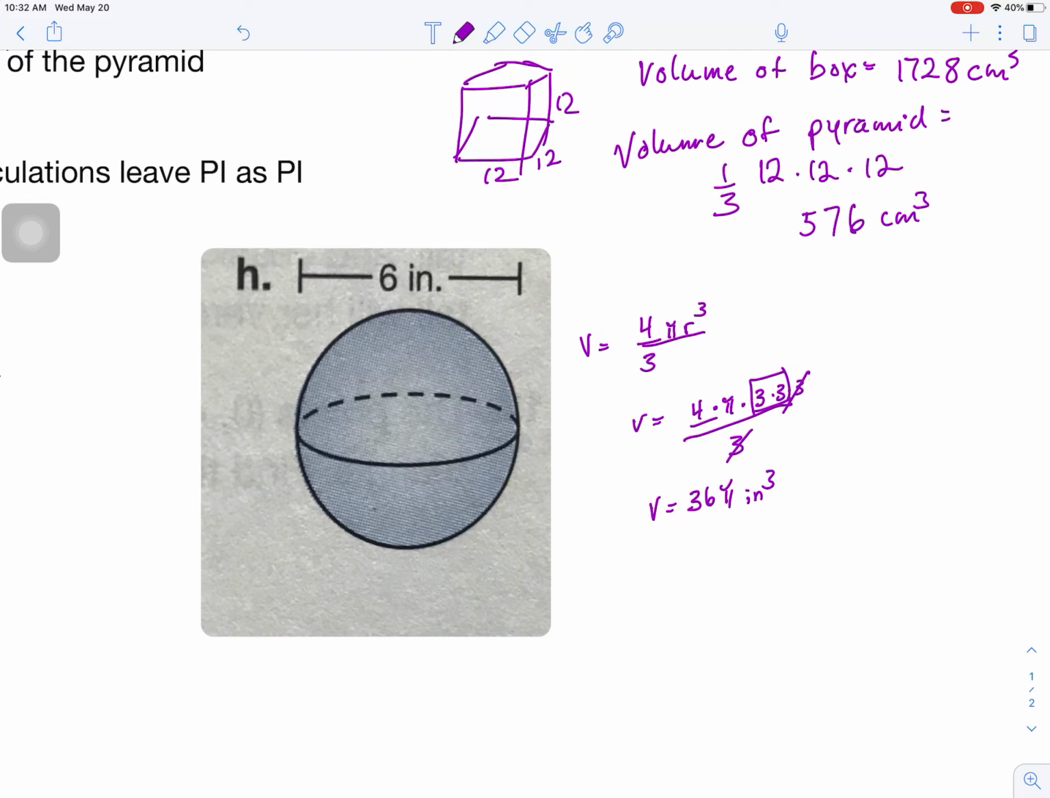And that brings you to the end of this set. Make sure that you do all of the odd numbers today. And if you have any questions, I'm available.